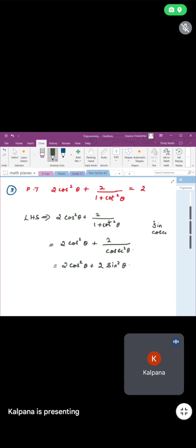Cos and secant are reciprocal. You will see the first letter: S and C are reciprocal. Same way, cos and secant are reciprocal ratios. So taking 2 as common term, we have cos square theta plus sine square theta, however you can write, which is equal to 2. You got your RHS.